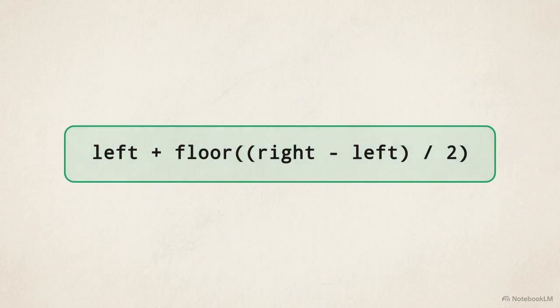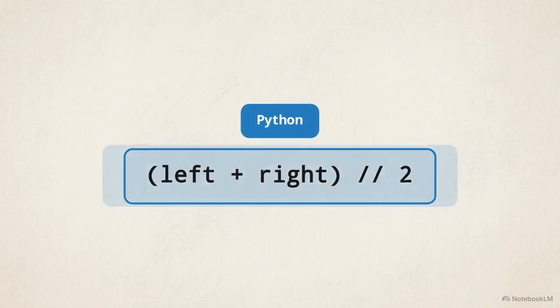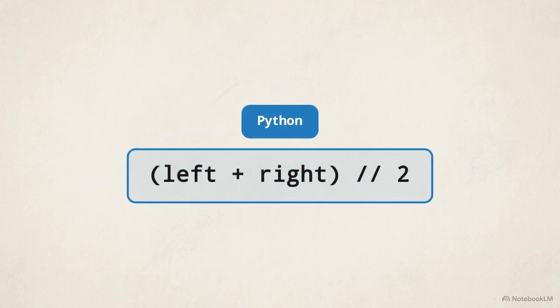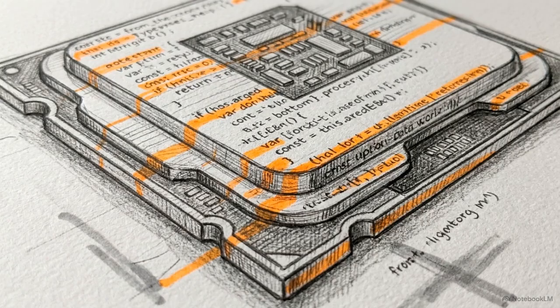This universal constraint, however, doesn't apply everywhere. Because Python allocates memory dynamically for arbitrary precision integers, the standard formula of left plus right, floor divided by 2, calculates the midpoint safely. The method for finding the middle of an array changes depending on the language's memory architecture. The algorithmic logic is tightly bound to the specific compute mechanics of the environment.